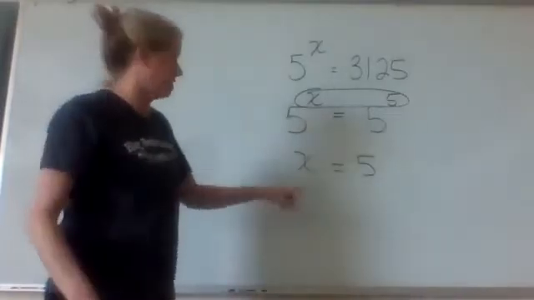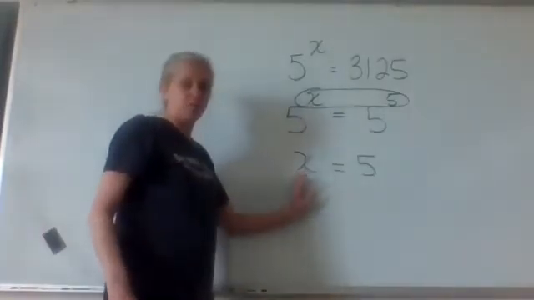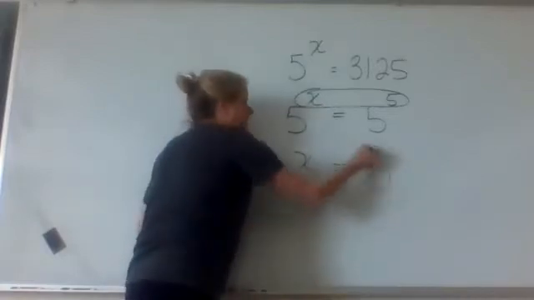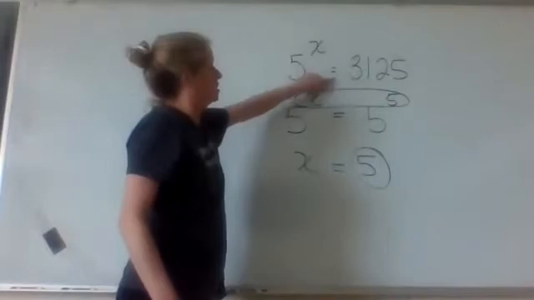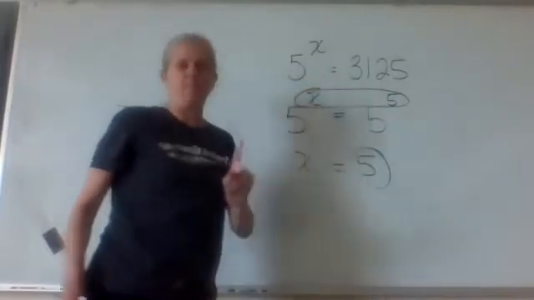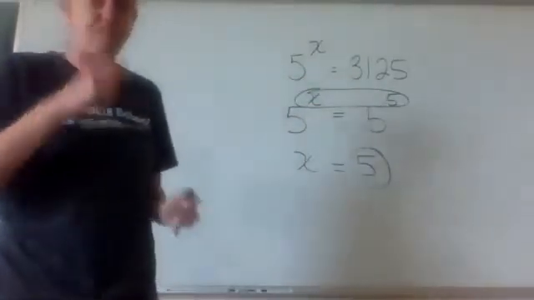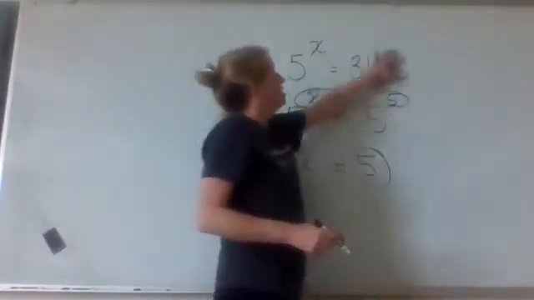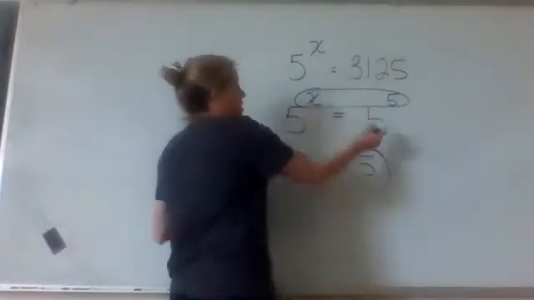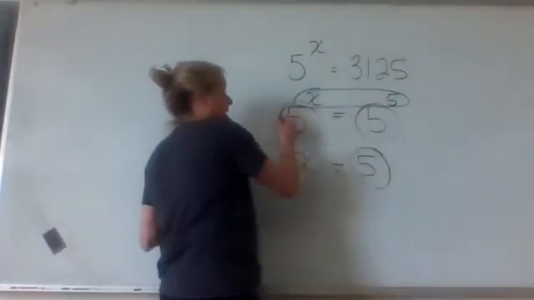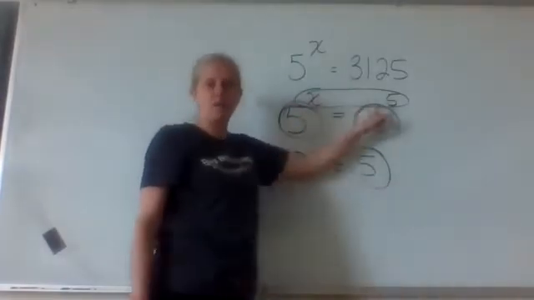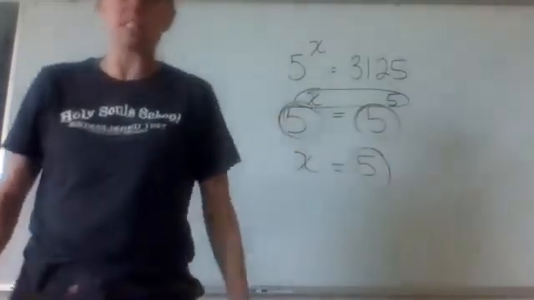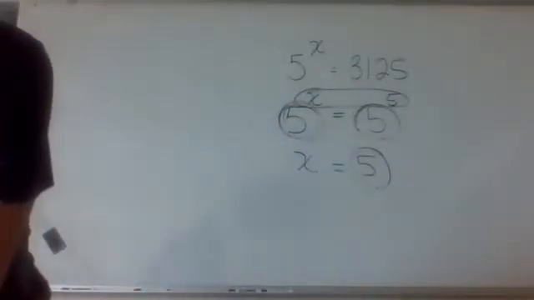And again, in this case, the x is already alone, which means 5 is your answer, right? 5 to the 5th power is equal to 3125. So that is the first method. If you can rewrite this side to be the same base as the other side, then you can just set your exponents equal to each other and solve them for x.